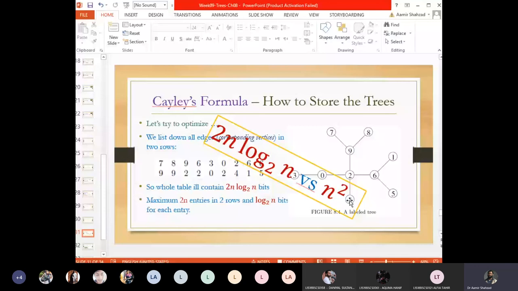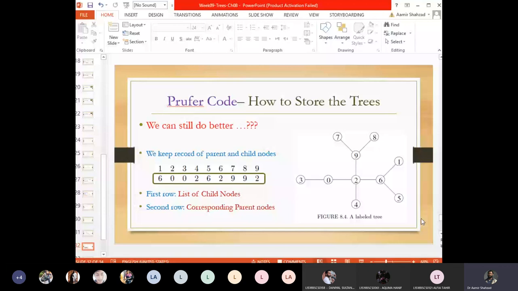So this is one improvement. Can we do better? Yes. Another way of doing this is, let's order our nodes. Let's make one node our root node. I make zero the root node. In the given graph, let's make zero the root node. And then after that, I list down all the nodes.